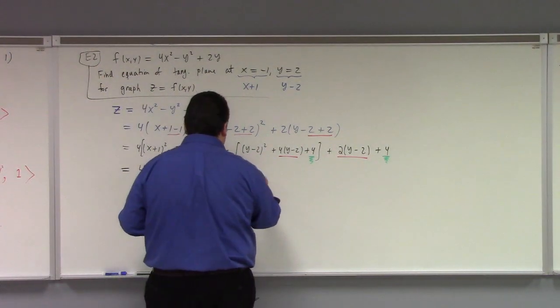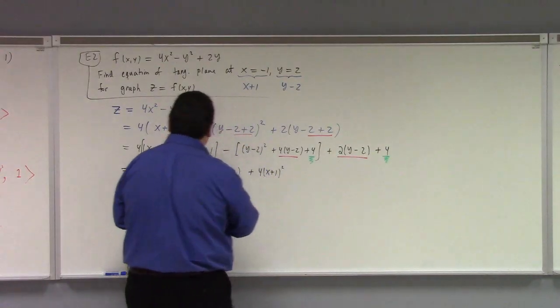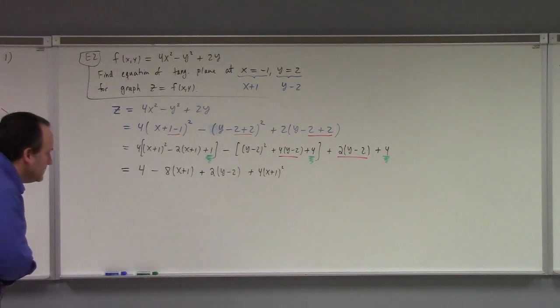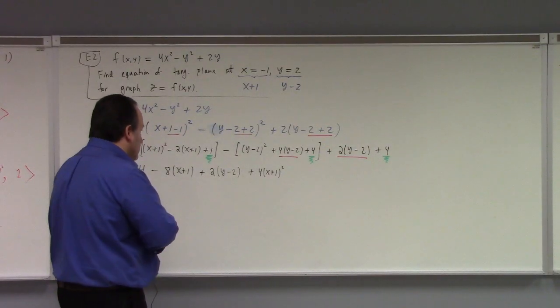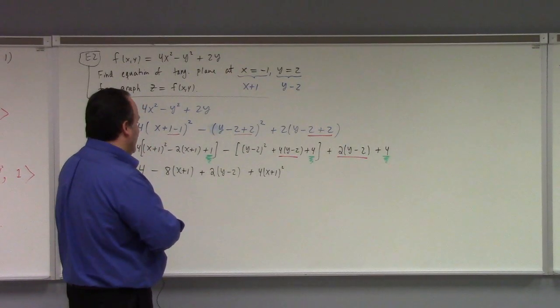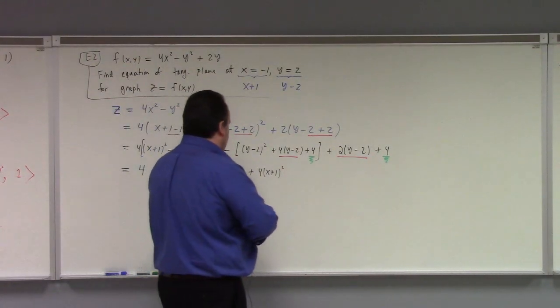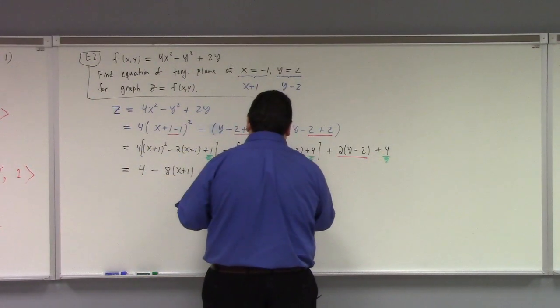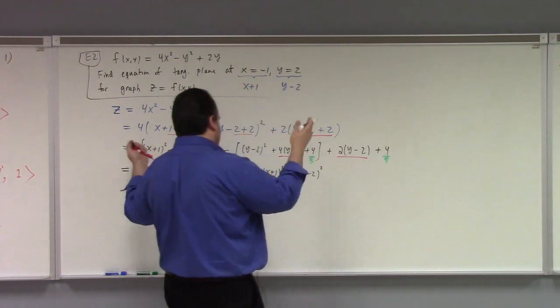And then what? Well, then I've got higher order stuff, right? So plus 4 times (x + 1) squared. That was a minus 2? Oh, yeah, the minus wins, doesn't it? Thank you. Plus 4 times (x + 1) squared, and then, of course, minus (y - 2) squared. And I think that's actually just true.